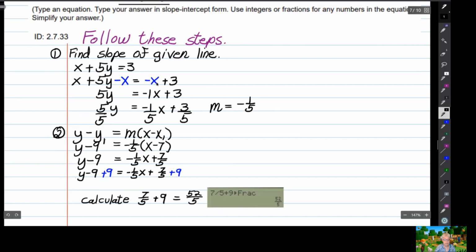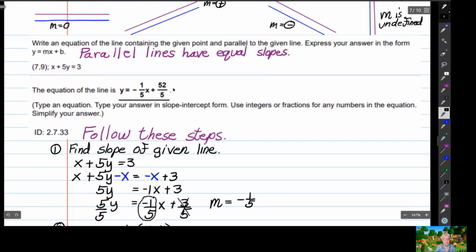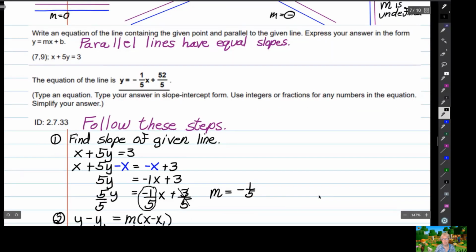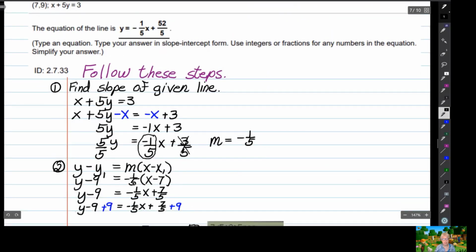So I subtract x from both sides. There's an understood 1 between the negative sign and the x, which gives us -1 times x. Then I divide by 5, which gives me -1/5 x plus 3/5. I don't care about the 3/5. I care about the -1/5. We're only in step 1. We have found the slope of the given line. And because we're looking for a line parallel to this line, it's going to have the same slope.